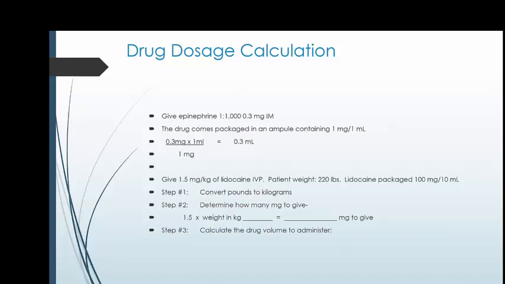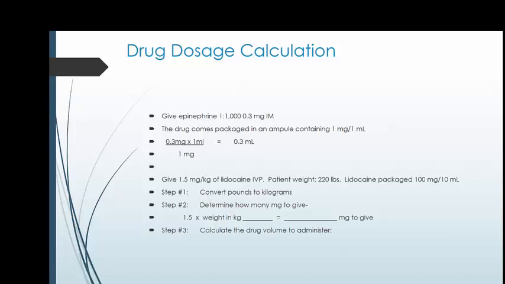We're going to multiply that times our volume in the container, which is 1 milliliter, divided by our drug in that container, which is 1 milligram. So divide out, 0.3 times 1 gives you 0.3. Divided by 1 gives you 0.3. So you would give 0.3 milliliters to deliver 0.3 milligrams of drug. And let's try another one.